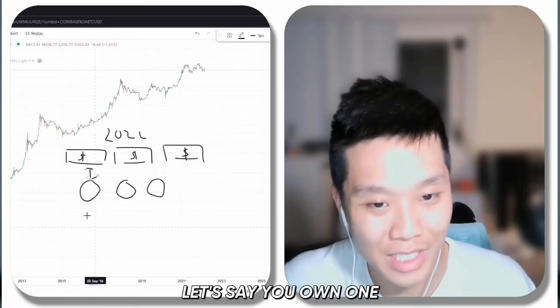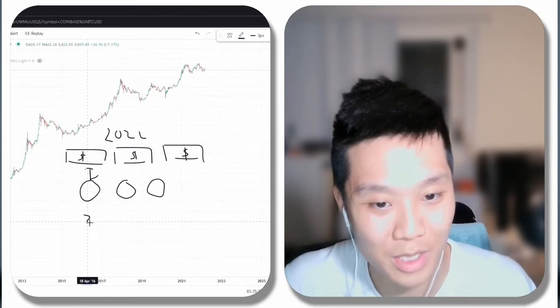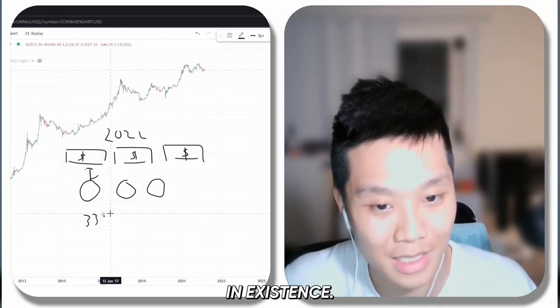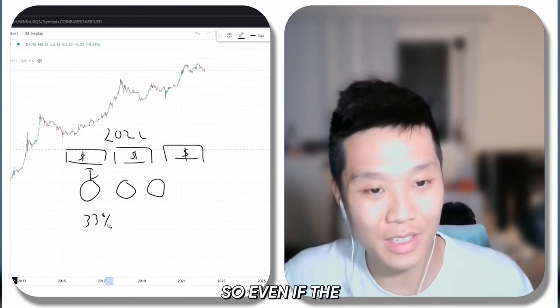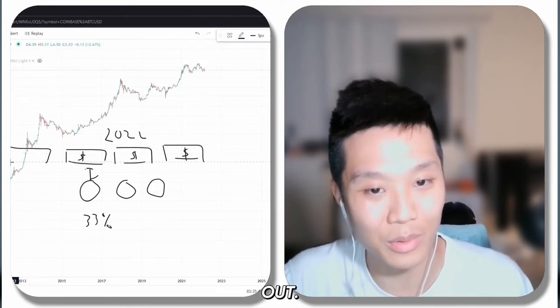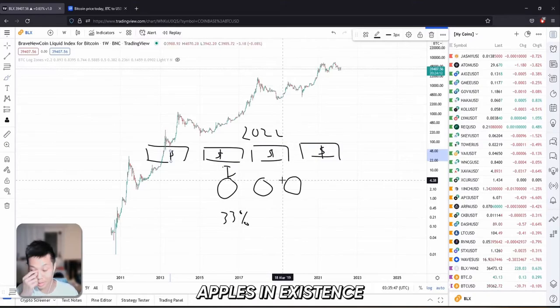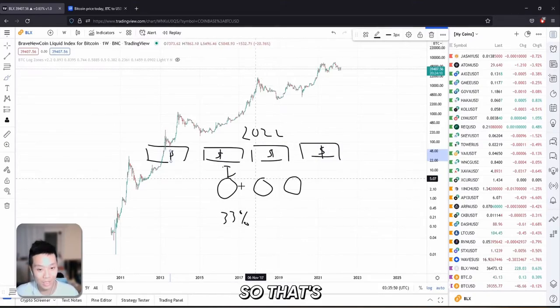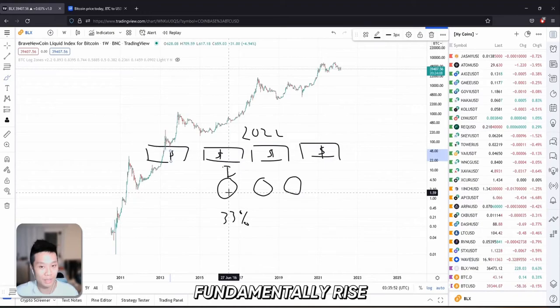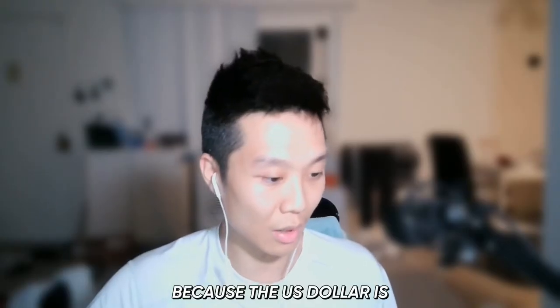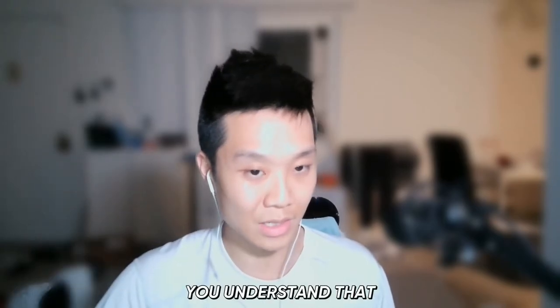So let's say you own 1 apple. You own 33% of all the apples in existence. So even if the US dollar prints out $1 extra, you still own 33% of all the apples in existence. Do you get what I'm trying to get at? So that's why the prices fundamentally rise. Bitcoin prices will fundamentally rise because the US dollar is constantly being printed out. Do you understand that statement?